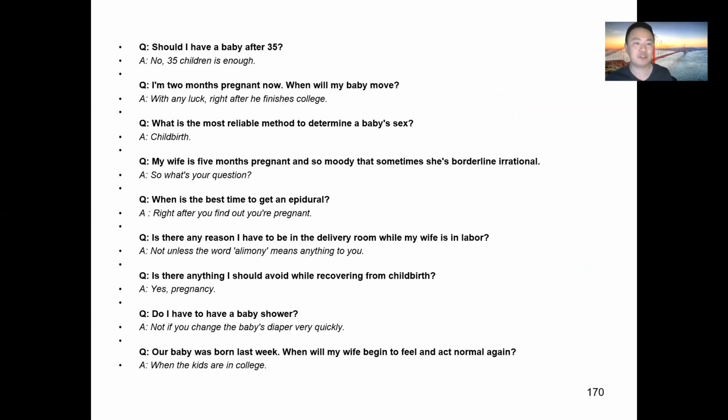Some fun slides here. Should you have a baby after 35? No, 35 children's enough. I'm 2 months pregnant now. When will my baby move? Well, with any luck, right after he or she finishes college. What is the most reliable method to determine a baby's sex? Well, childbirth. My wife is 5 months pregnant and so moody that sometimes she's borderline irrational. So what's your question? What is the best time to get an epidural? Right after you find out you're pregnant.